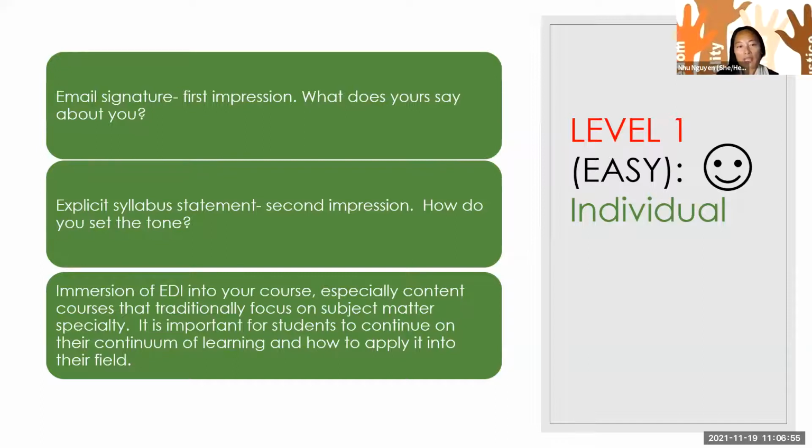The first thing I'd like to chat about is our first impression. Think about what your first impression has to say about you. Are there ways you can make that first impression through something as simple as your email signature? At the bottom of my email signature, I have a statement from the university about inclusion practices, about Black Lives Matter. It has information about who to contact if you are a student that needs advising or other types of student services. So what does that first impression say about you?